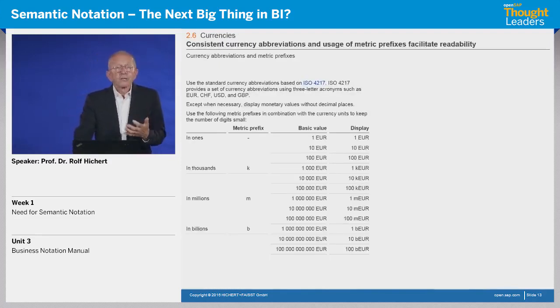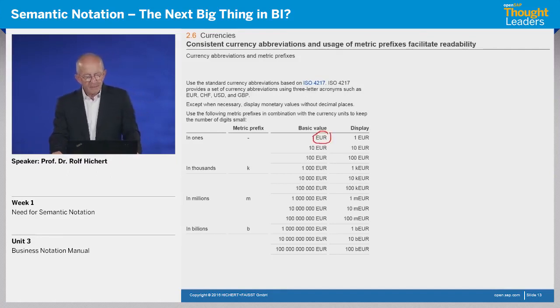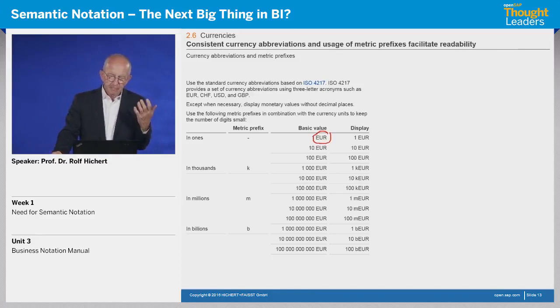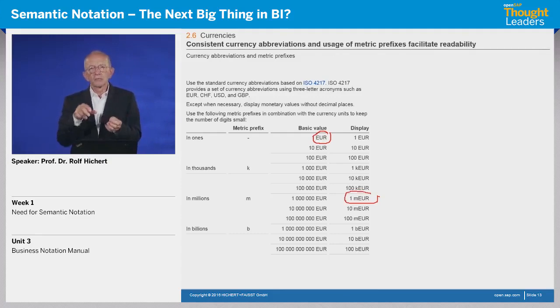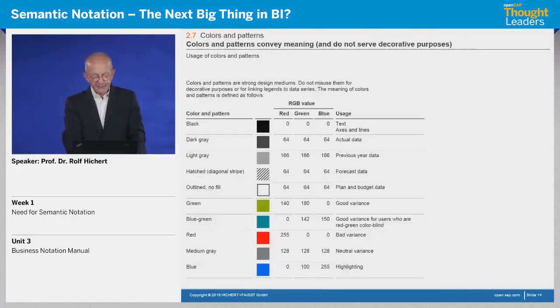Then the currency. Currencies are an important part of many financial reports. We have to talk about how we write the currencies, how we abbreviate them, like EUR for euro, and how we abbreviate, let's say, million euros. Is it MIO, is it MIL, is it M? We say M is for million, and B is for billion, and K is for kilo or 1,000. Of course, this can be done differently in your companies, but this is our suggestion for the standard.